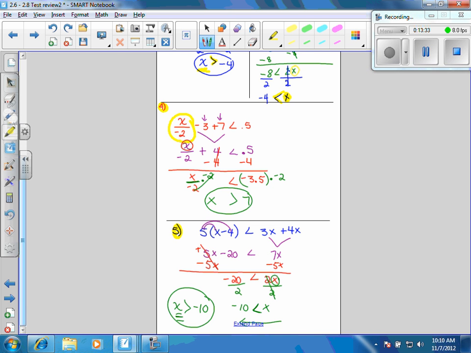How long is the test? It's short. The test is pretty short. It's about 10 problems. One side, okay? One side, front and back, but maybe not all the way front and back.